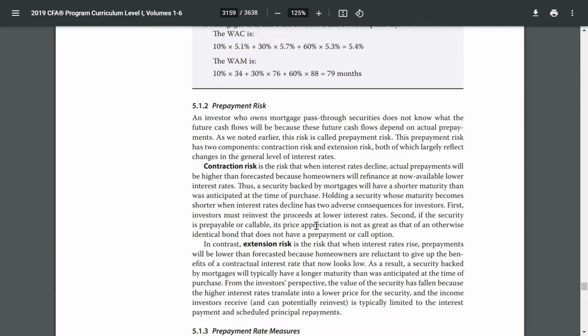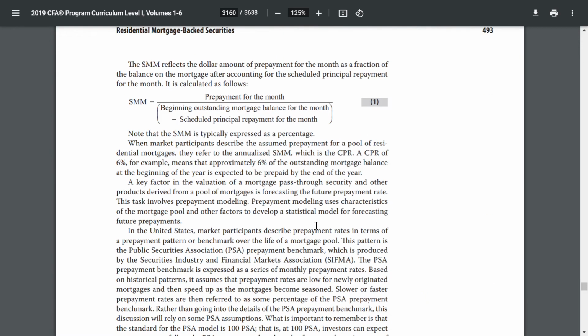Holding a security whose maturity becomes shorter when interest rates have declined has two adverse consequences for investors. First, investors must reinvest the proceeds at lower interest rates. Second, if the security is prepayable or callable, its price appreciation is not as great as that of an otherwise identical bond that does not have a prepayment or call option.